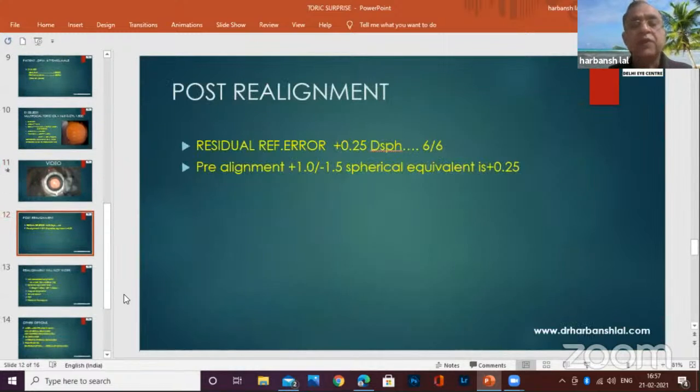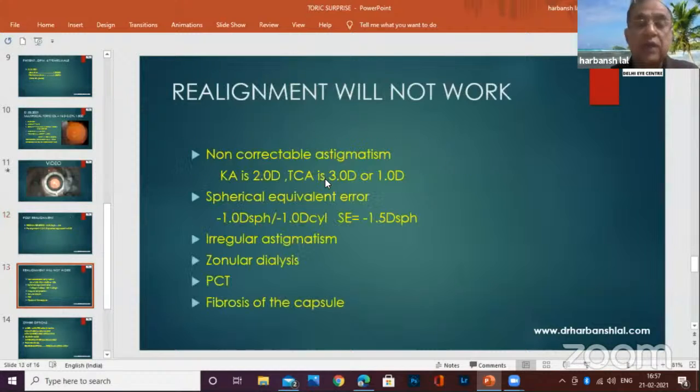So the residual refractive error in this patient was 0.25 diopter spherical. There was no astigmatism. Pre-realignment was +1 with -1.5, and the spherical equivalent was 0.25. -1.5 cylinder is equivalent to -0.75. This is very important to understand, the spherical equivalent, because with non-correctable astigmatism, realignment will not work if the spherical error is more. That means if the patient has 2 diopters of corneal astigmatism and you have put in a lens which corrects 3 diopters or 1 diopter, it is not going to work.